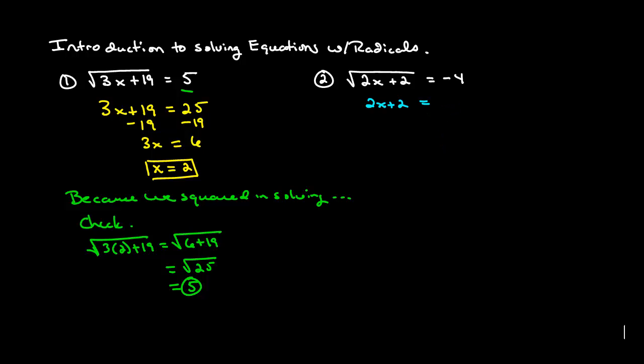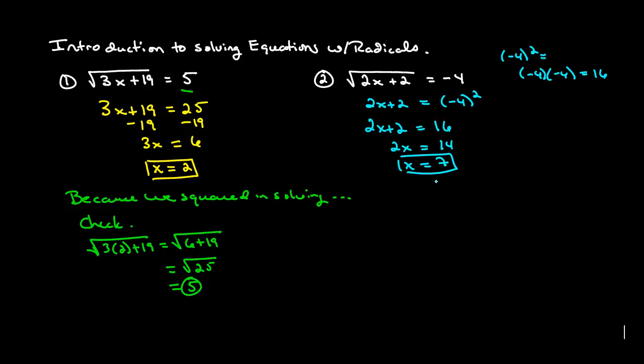Let me again explain why that is. It's -4 squared, and -4 squared is, by definition, -4 times -4. Negative times a negative is a positive 16. Subtract 2 from both sides. Divide by 2. We get a value of 7 out.